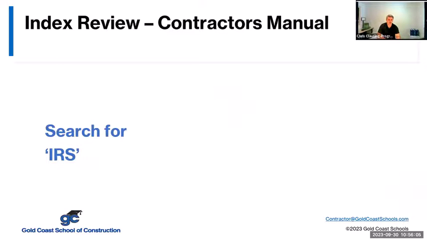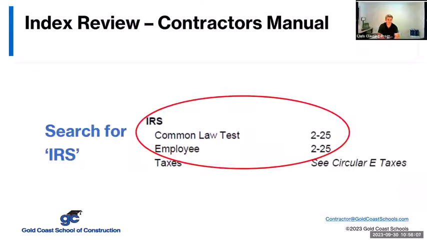Search for IRS. We're going to cover this a little bit. Common law test, who's an employee, who's an independent contractor. You might get a question or 2 related to that. So we'll show you where that information is. And that reference to Circular E, as of this recording, the state is not asking questions out of Circular E. So if you come across questions on Circular E at any other modules, you can just disregard those until further notice.